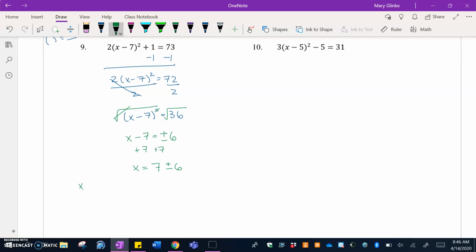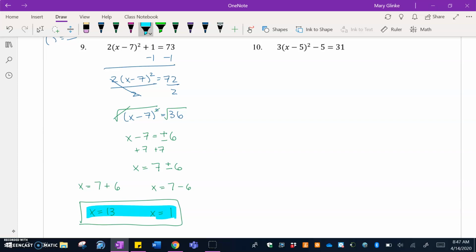So what we're going to actually do is we're going to think about 7 plus 6 and 7 minus 6. So if we do 7 plus 6, we end up with 13. If we do 7 minus 6, we end up with 1. And so what's happening here is we actually get two rational answers. We get x equals 13 and x equals 1.